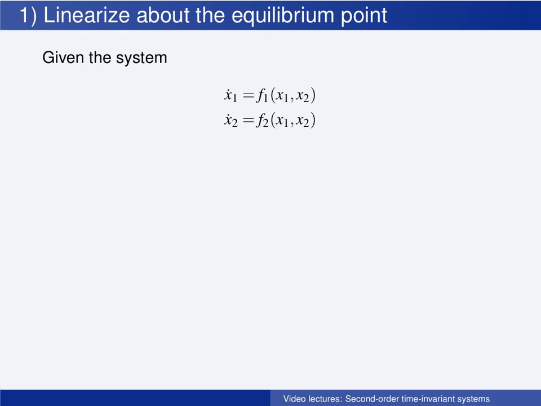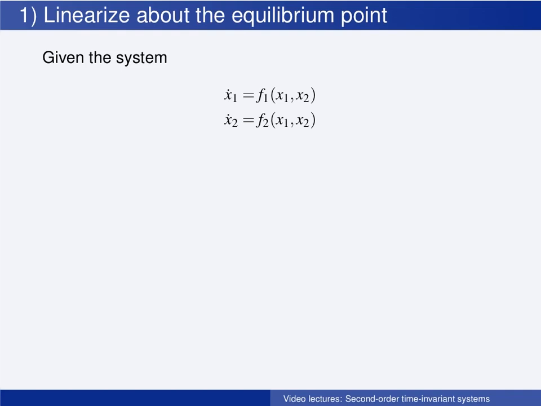The first step of doing a local analysis to determine the qualitative behavior of the system close to this equilibrium point is to linearize the system about the equilibrium point. I'm sure that you have learned how to linearize a scalar system, but in case you have not learned how to do this for a multivariable system, we will go through this here.